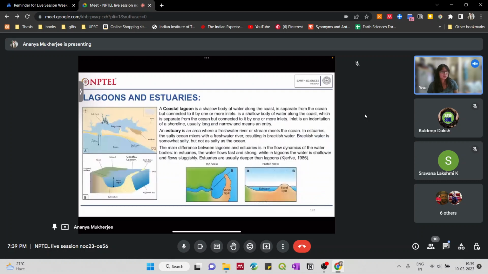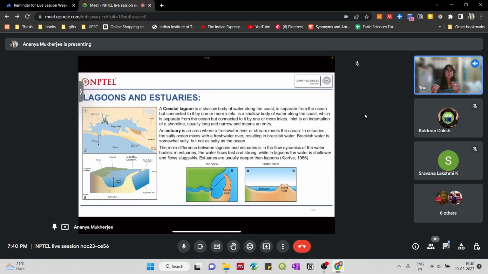Then we come to something that we had spoken about when I was talking about deltas. You have lagoons and estuaries. A lagoon is a body of water that you see along the coast. It is separated from the ocean or sea, but it has inlets through which the lagoon water can still interact with the sea.